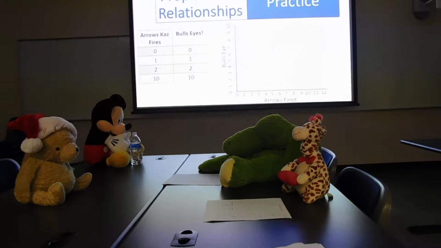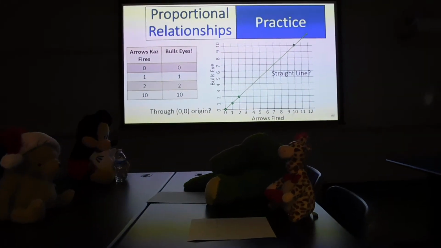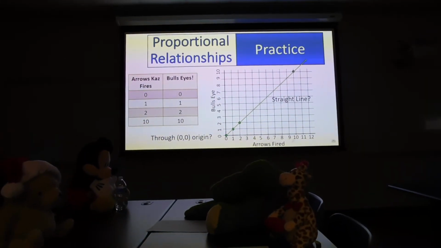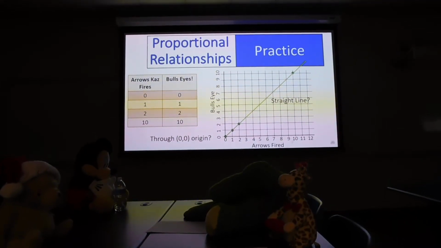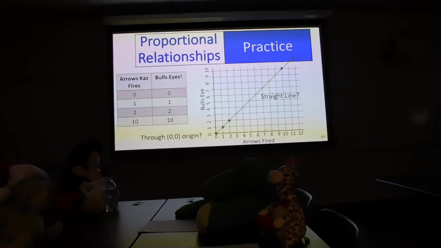Okay, you're completed? Great. Let's take a look and see. Is this proportional? That's correct. We've got a straight line, and it passes through the origin where the x and y are both 0, so this is proportional.